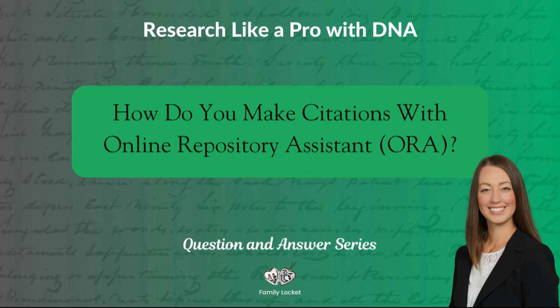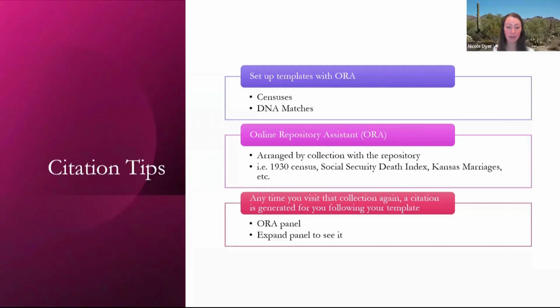So if you're writing a research report that includes a DNA match and you want to cite that you used that match, you can set up your template one time with ORA, and then every time you view a new DNA match, you will have your automatic citation generated for you. I love ORA. It's a wonderful tool that I use all the time, and it's very time saving and really helps.